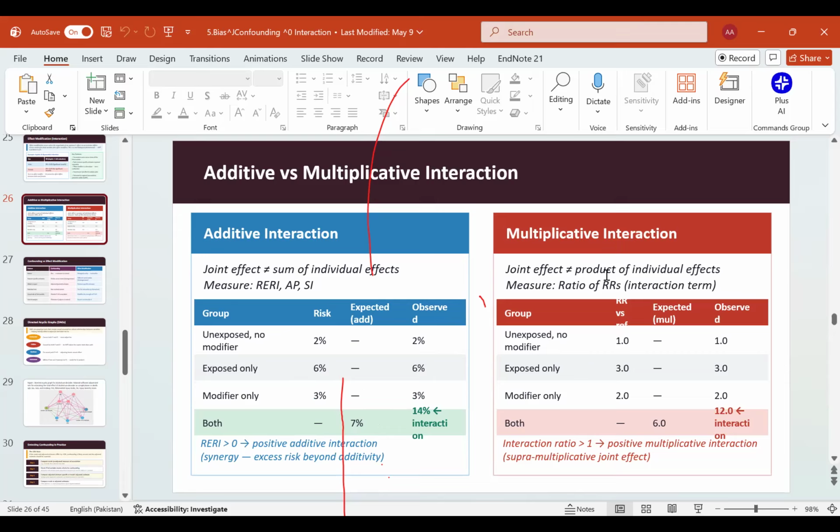And then we have multiplicative interaction. The joint effect is not equal to the product of individual effects. For example, in the ratio of risk ratios, the interaction term, again we have groups and then outcomes. In exposed with no modifier, it is 1 and 1, in exposed only we have 3 and 3, and in modifier only we have 2 and 2. But if we do it for both, it comes out to be 12.0, which is basically calculated by multiplication of the upper two outcomes instead of just adding the effects.